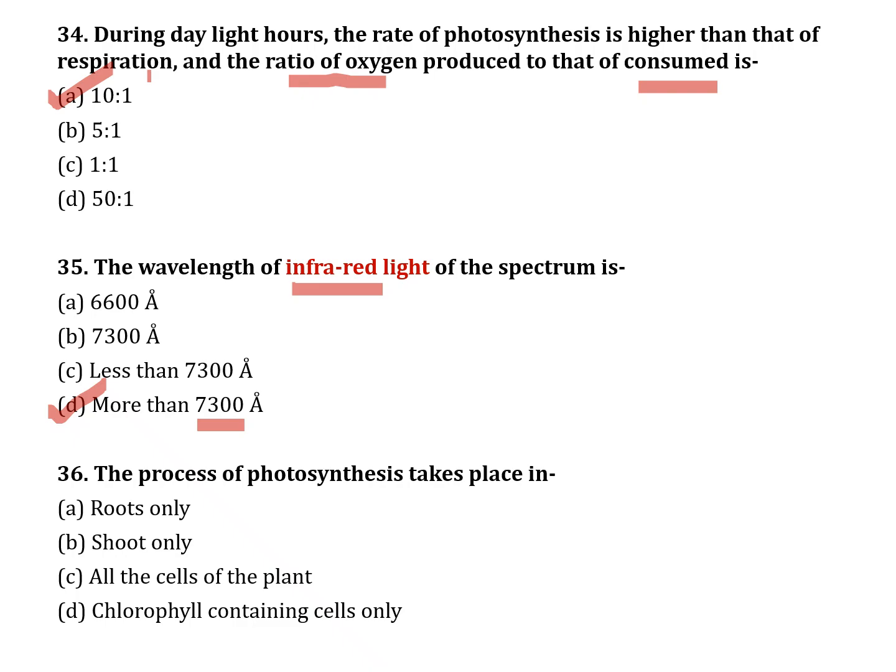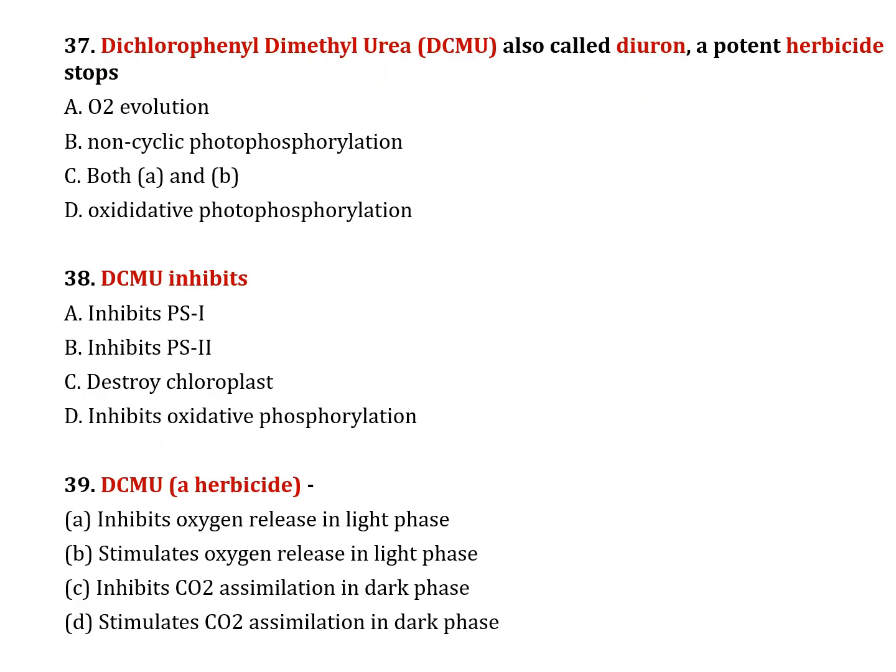The next question, number 36. The process of photosynthesis takes place in option A root only, option B shoot only, option C all the cells of the plant, option D chlorophyll containing cell only. Correct answer is option D chlorophyll containing cell only. The next question, number 37. Dichlorophenyl dimethylurea, that is DCMU, also called diuron, a potent herbicide, stops option A oxygen evolution, option B non-cyclic phosphorylation, option C both A and B, option D oxidative photophosphorylation. Correct answer is option C both A and B, that is oxygen evolution and non-cyclic phosphorylation.